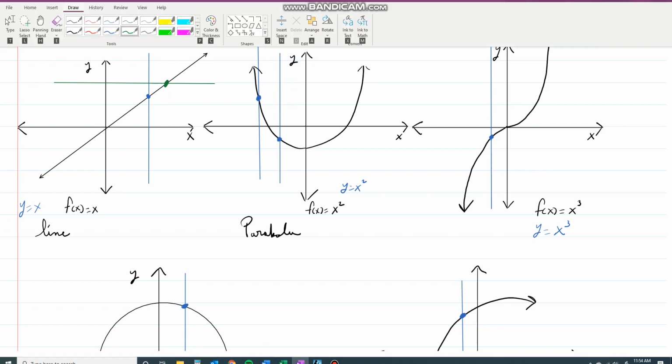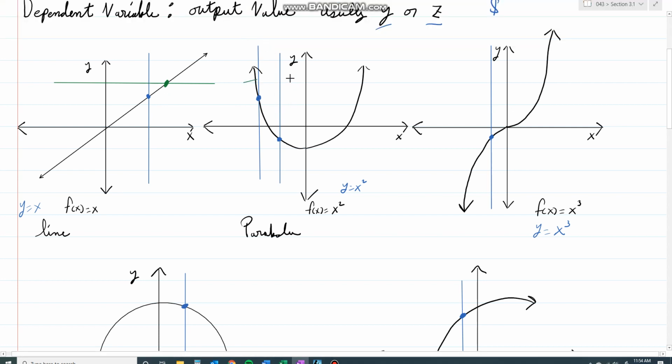What about a parabola? Okay, I'll go here, and we see, okay, well, it crosses it twice, so it's not 1 to 1. It is a function, but not 1 to 1. Okay, it's not 1 to 1. Lines are functions, and they are 1 to 1.